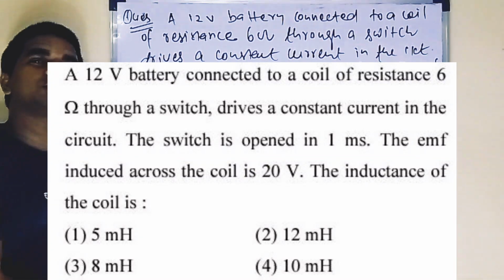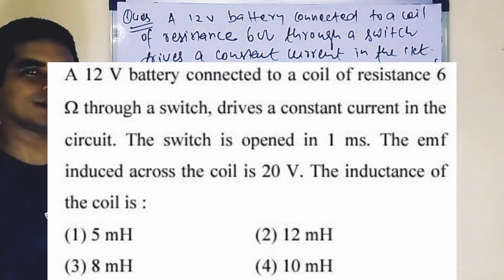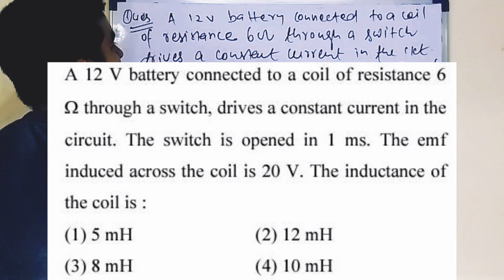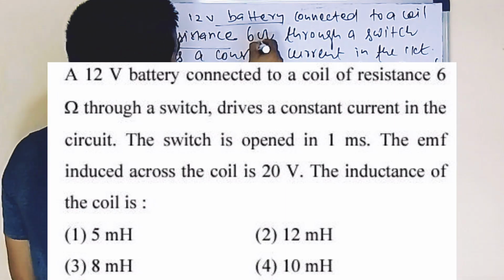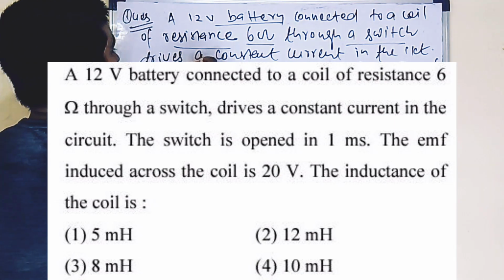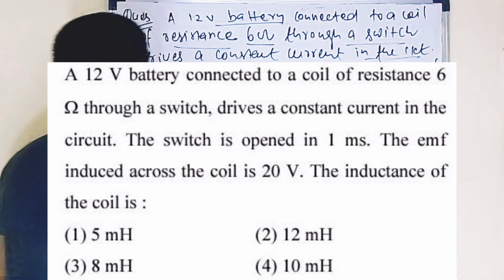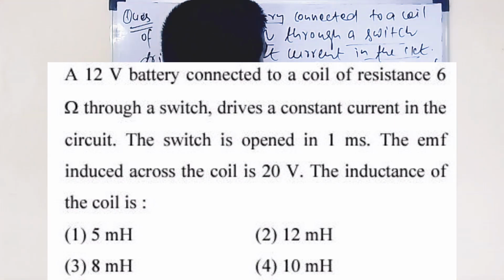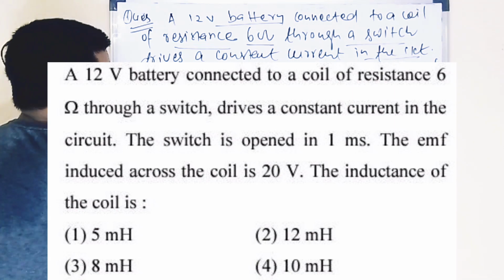You can go through the question shown at the bottom of the screen. Now the question is, a 12 volt battery connected to a coil of resistance 6 ohm through a switch drives a constant current in the circuit. The switch is opened in 1 millisecond, delta T is 1 millisecond.